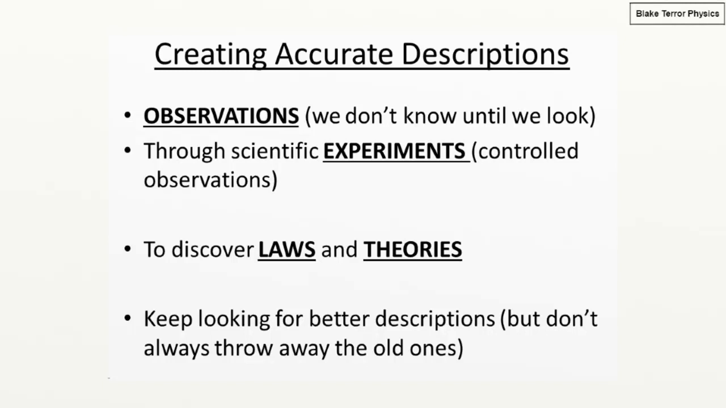Off of the back of these controlled experiments, we can then discover laws and theories. So a law is a relationship between 2 things. So it's saying if this happens, then that will happen.